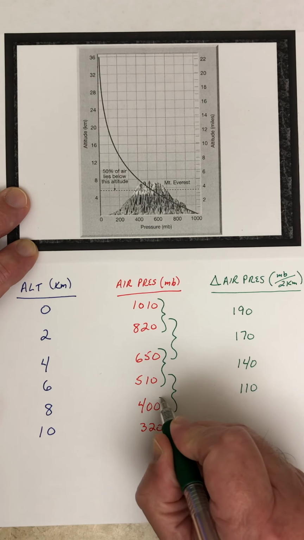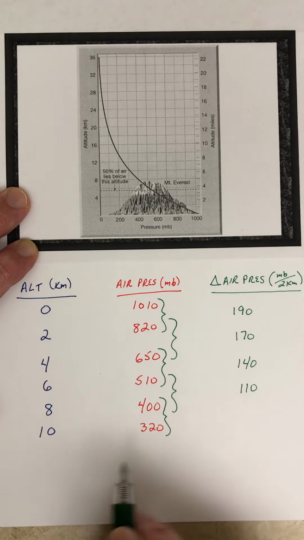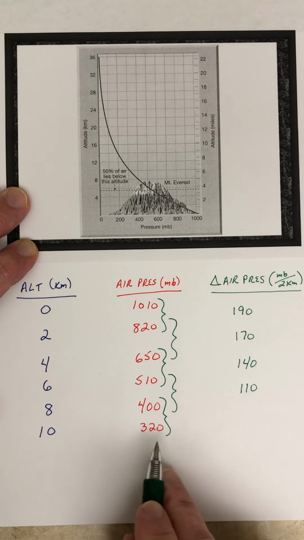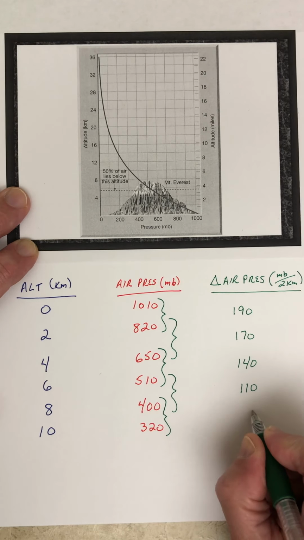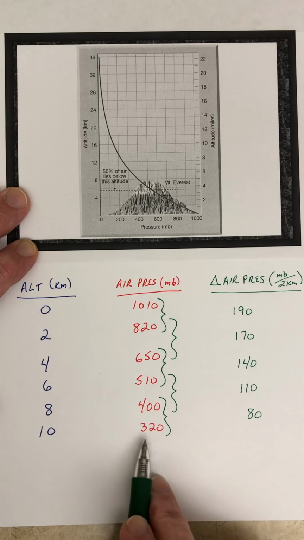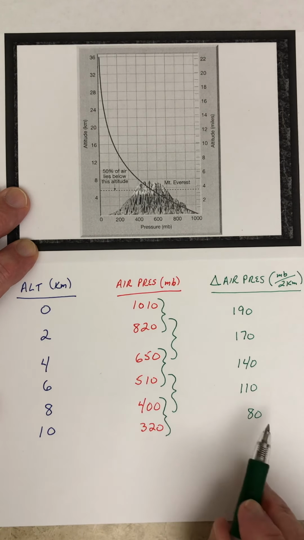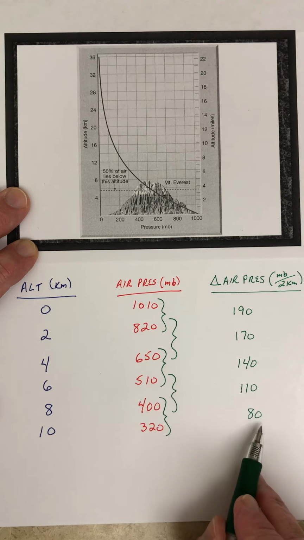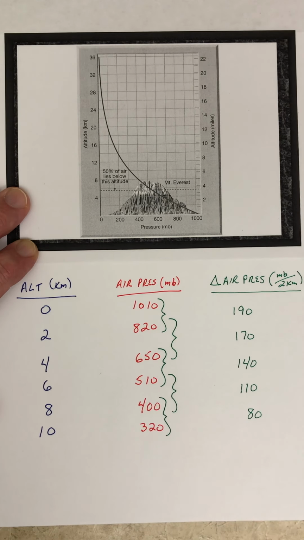And let's look at the change in air pressure. Between 8 and 10 kilometers, it's changed 80 millibars. Okay. So is our air pressure changing? Is our air pressure decreasing as we go up into the atmosphere? Very definitely. Okay. What about the rate of change? The rate of change is also decreasing. So the air pressure is decreasing at a decreasing rate.